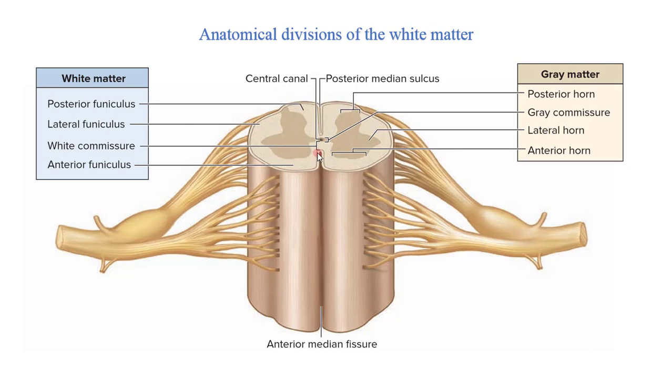Between the anteromedian fissure and the anterior horn of the gray matter, or anterolateral sulcus, we find the anterior funiculus. The area between the anterolateral and posterolateral sulci is defined as the lateral funiculus, and finally, the area between the posterolateral sulcus, or the posterior gray horn, and the posteromedian septum is referred to as the posterior funiculus. Pretty straightforward so far, right?